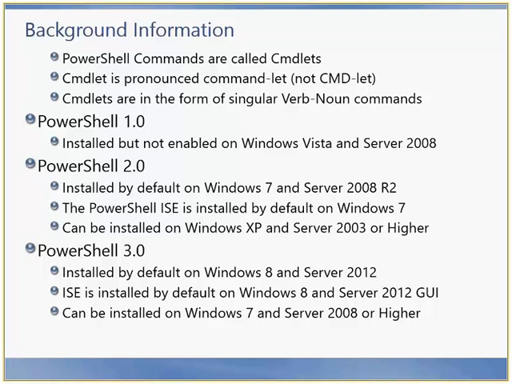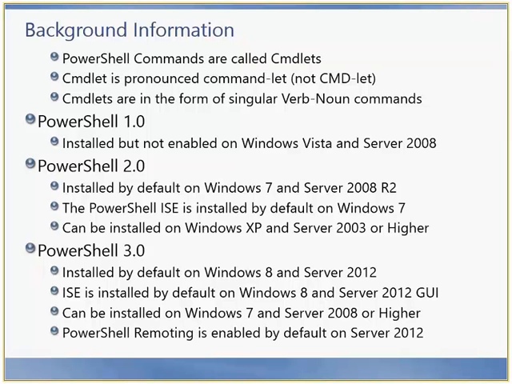So anyway, to continue on here, PowerShell 3.0 can be installed on Windows 7 and Server 2008 or higher, which I find odd because Server 2008 non-R2 is what I consider to be the Vista version of Server. And then PowerShell remoting is enabled by default on Server 2012. PowerShell remoting adds a lot of functionality to your environment, because even if a commandlet has a computer name parameter, if I have the option to use PowerShell remoting, that's the option that I would choose.